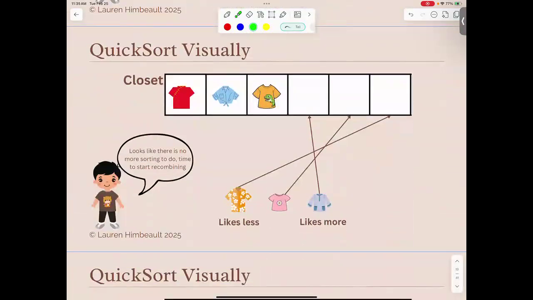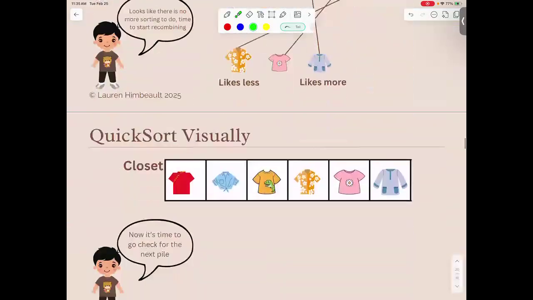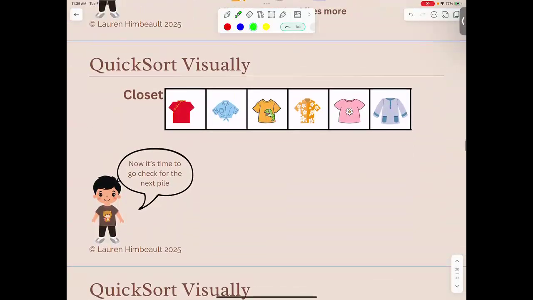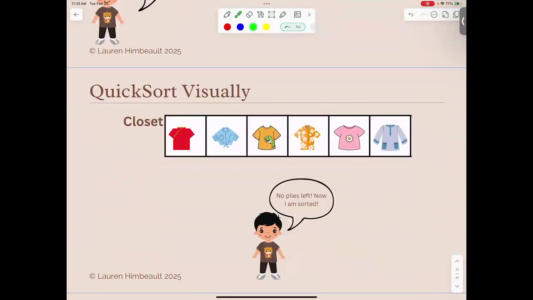So since there's no more sorting to do, it's time to do our recombining from this level. Our likes more goes in first, then our likes less, then our anchor shirt, then our likes less. And we actually end up coming back up to our original set of laundry piles. We say, let's go check for the next pile. But there were no piles left. We've already finished sorting all of our piles.